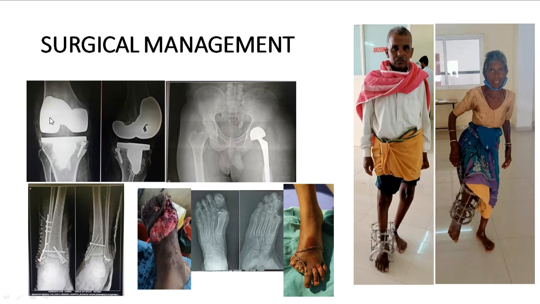So, okay, the first one is the arthroplasty of the knee. This is a tumor resection and modular prosthesis for the hip. This is an open reduction internal fixation of the ankle with plate and screws, and this is a syndesmotic screw. This is a tension band wiring of the medial malleolus. Okay, this is an open fracture with a post-traumatic toe amputation.